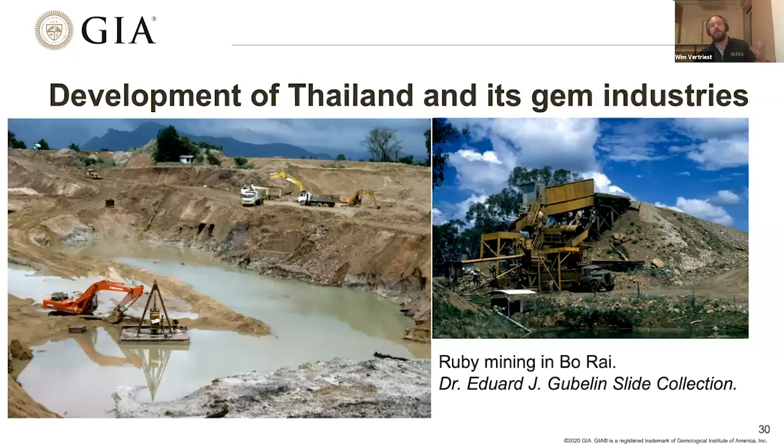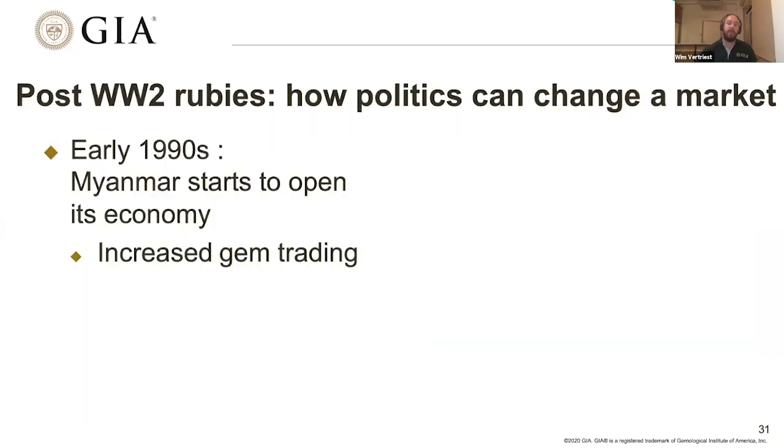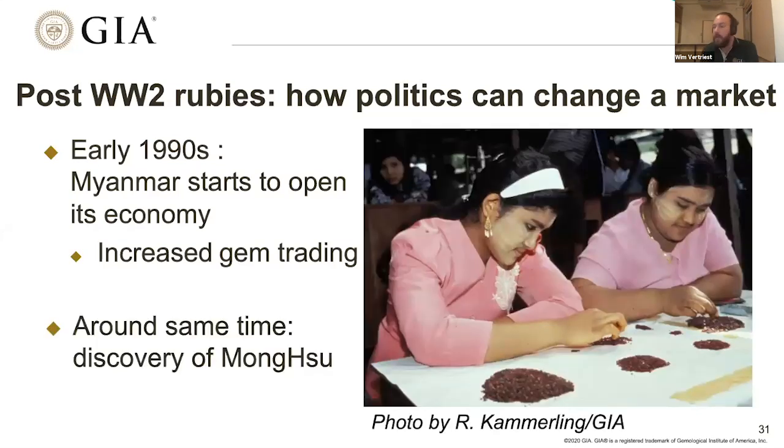Now, of course, these good times don't last forever. And in the early 1990s, Myanmar started to open up its economy a little bit. Of course, it wasn't a free-for-all, but some more stones were starting to trickle out of the country. And a lot of that had to do with the discovery of Mogok. The Mongshu ruby mines were discovered in the early 90s, about the same time that Myanmar was opening up.